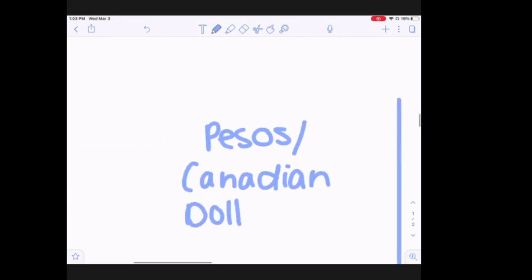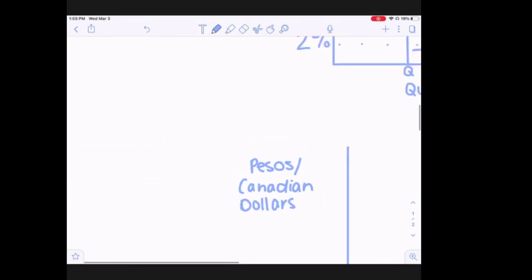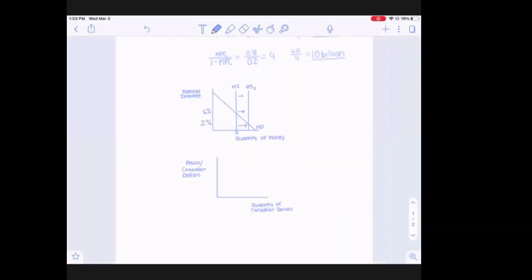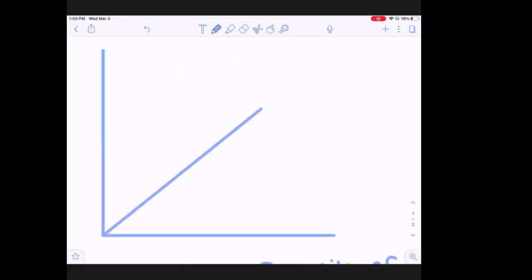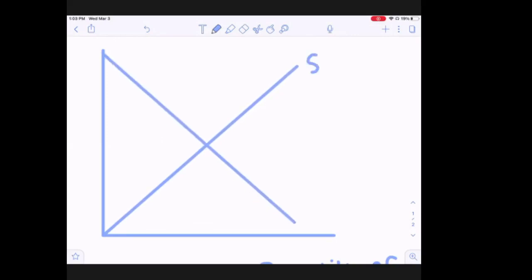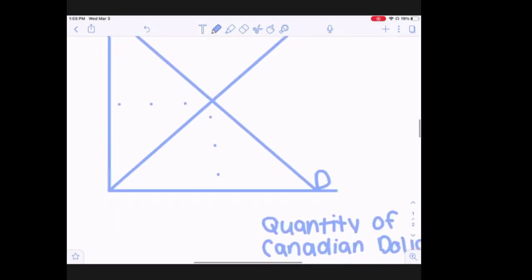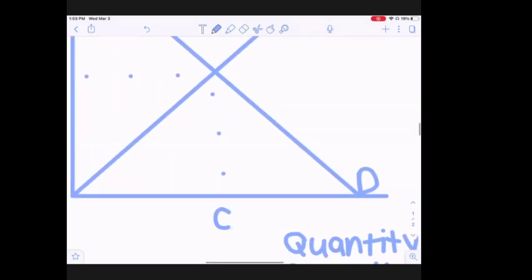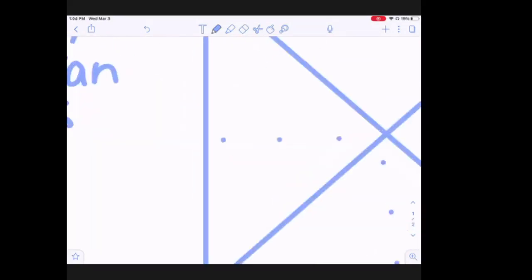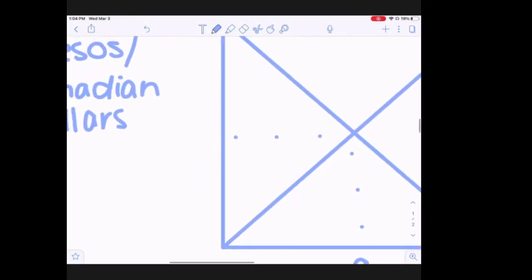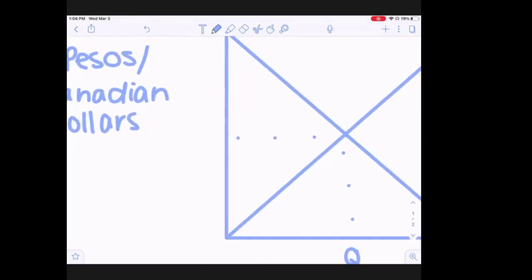All right, and then we're going to draw a regular supply and demand curve, and we're just going to label it S and D, like we would do on any curve. Equilibrium. Okay. I'm going to make up numbers, so we'll make that a Q on the bottom. I'm going to say it takes 3 pesos to get a Canadian dollar. So the price in pesos is 3 there. It costs them 3 pesos.